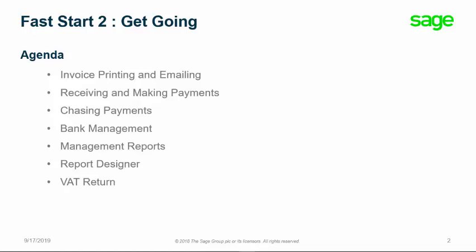Following that, we'll look at chasing payments. So if your customers aren't paying you on time and you need to chase those with the customers, how Sage 50 Cloud Accounts can help you with that. So what tools are in there to assist? Then we'll look at bank management, creating a new bank account, the types of new bank account that you can have, and also reconciling a bank. So when your high street bank sends you a statement, checking the transactions that are on there against those that you've raised in Sage.